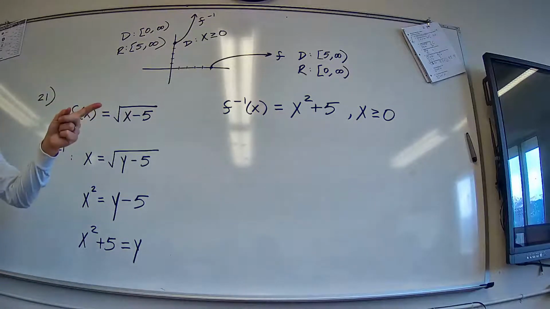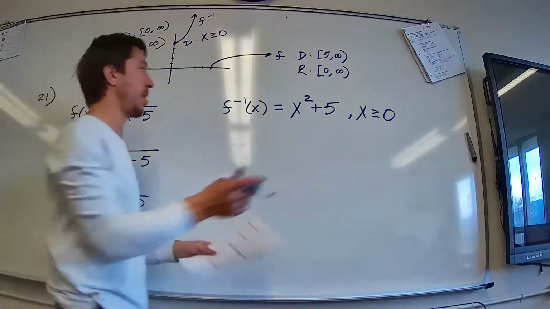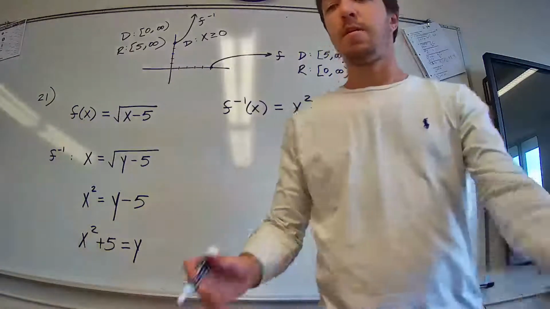Okay? Did we answer all the questions? We identified the domain and range of both functions. Check. We drew a rough sketch of both graphs to show the reflections of each other. Check. And we found f inverse of x. Check. So we got all three things.